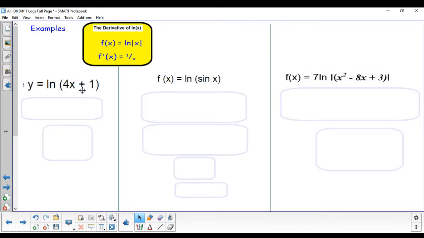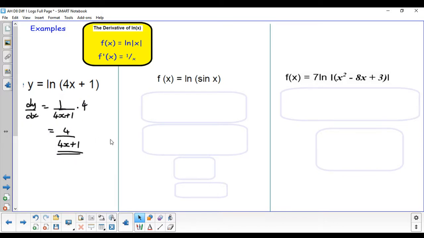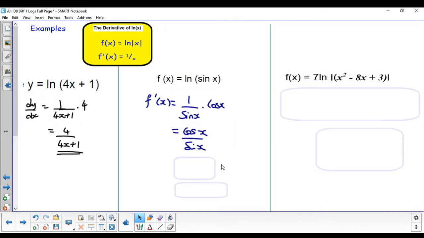This one here, 1 over 4x plus 1, and the chain rule comes out as 4, and all you do is bring it together. Next, 1 over sine x, the chain rule brings out cos x. That's cos over sine, which is 1 over tan. It's inverted, remember, which is cot.